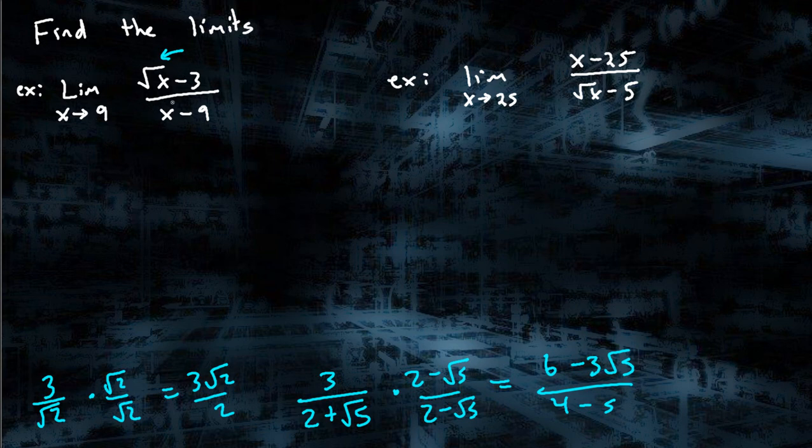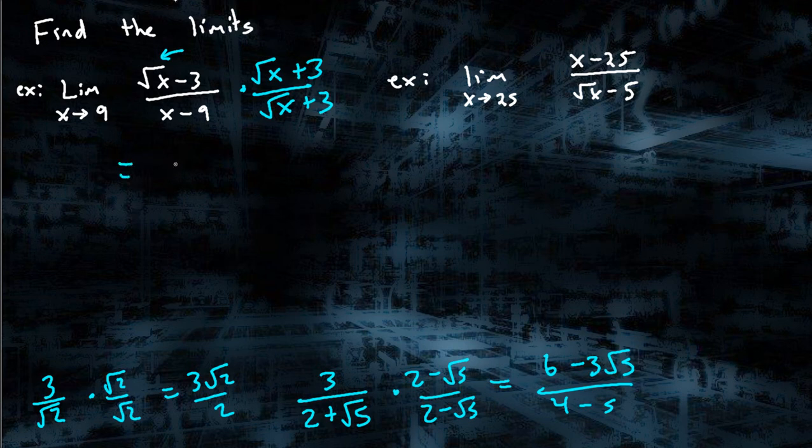So what about here? Now, I don't have a radical right here. But what I want is a trick in order to get this denominator so that if I put in a 9, I don't get a 0. So I don't have a radical in the denominator, but I do in the numerator. What if I just rationalized the numerator and basically moved that radical down to the denominator?